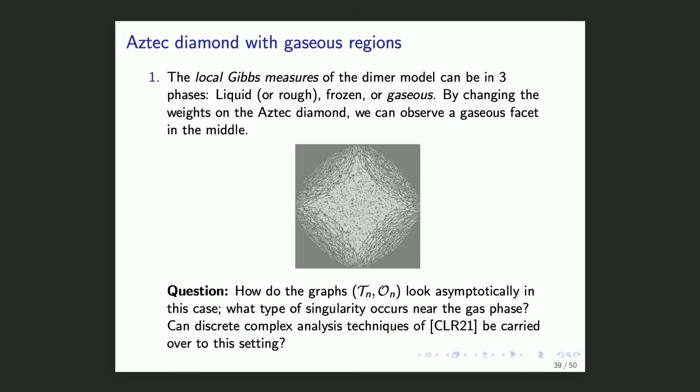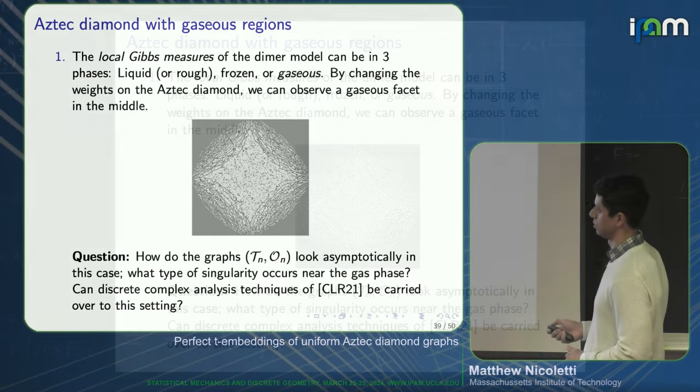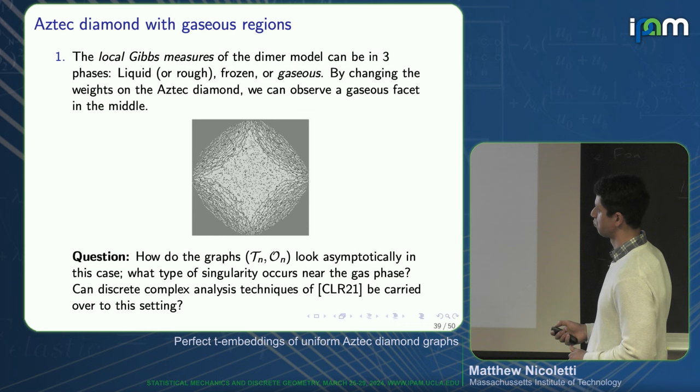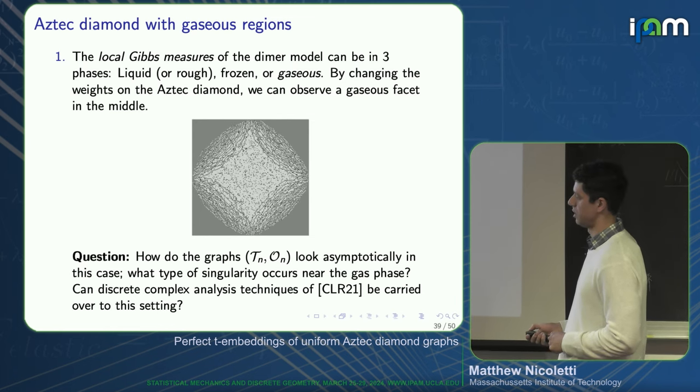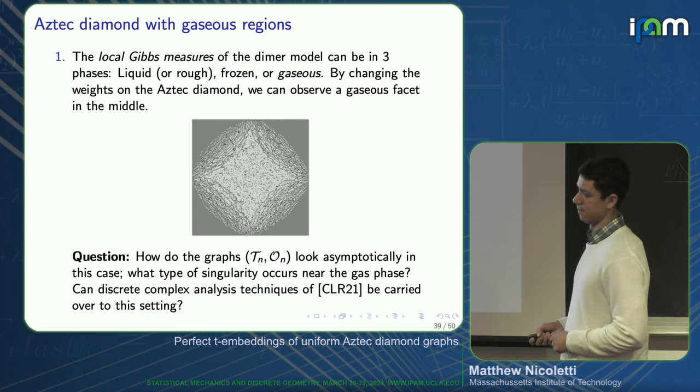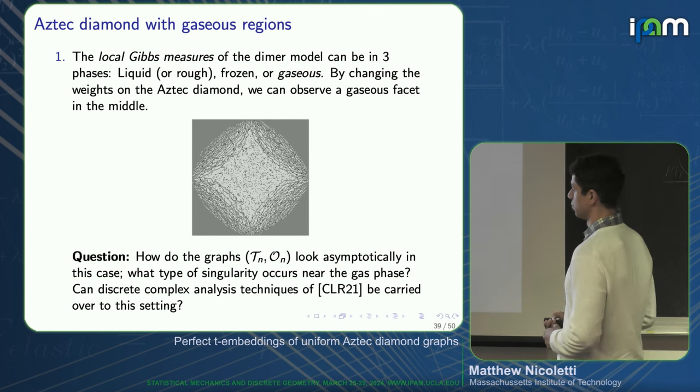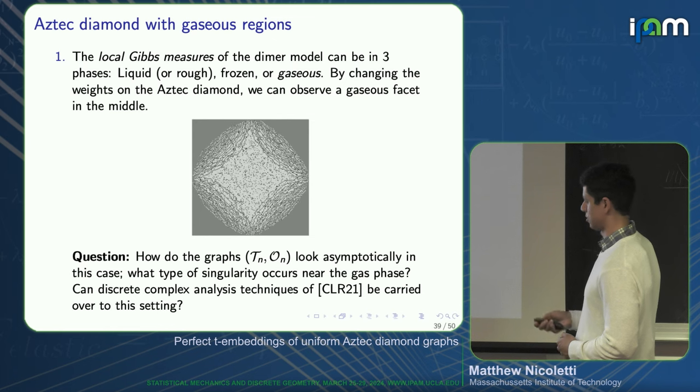Another question is to study what happens when there are gaseous facets. The local behavior of the dimer model can be in one of three phases: the liquid phase, the frozen phase, or the gaseous phase. If we change the weights on the Aztec diamond, as we've seen in many talks, then we can start seeing a gaseous facet appear. The question is, how do the embeddings look when there's a gaseous facet? Do they behave in a natural way?